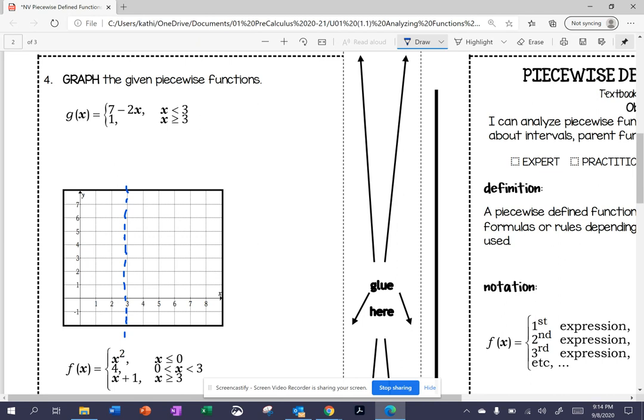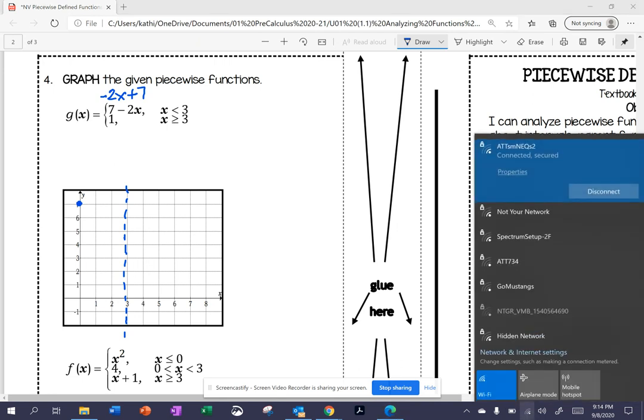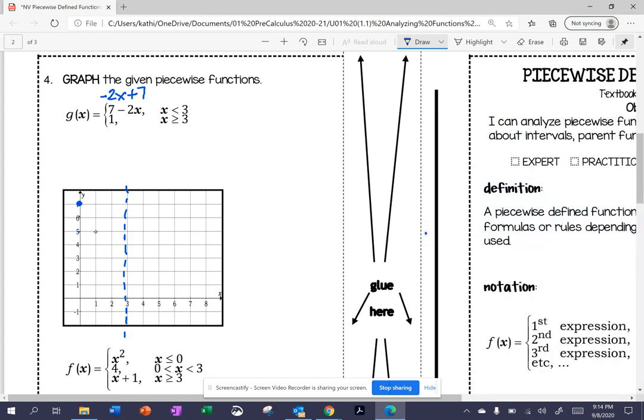So I'm going to rewrite this first equation in y equals mx plus b form. So this is really minus 2x plus 7. So I know the y-intercept is at 7, so I want to start at the y-intercept. And my slope is 2 down and 1 to the right. So I'm going to go down 2 and 1 to the right, down 2 and 1 to the right, down 2 and 1 to the right. And I'm looking, and it says it is open. So I'm drawing in my line. And then g equals 1 is a horizontal line, and it includes 3 this time. So here's my horizontal line. Okay, so I just take it one piece at a time.